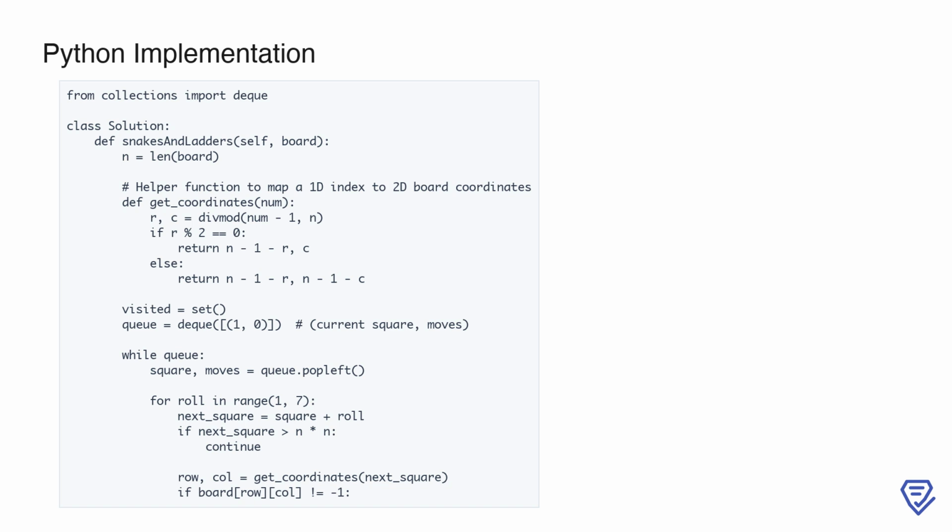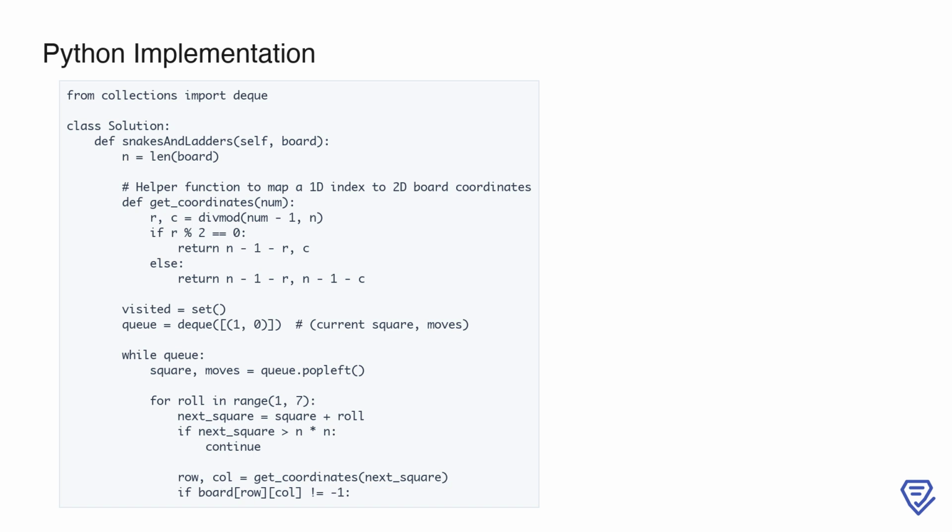Next, we define a helper function called get_coordinates. This function maps a one-dimensional position on the board to its corresponding 2-dimensional row and column indices. Notice how the function adjusts for the zigzag pattern of the board. If the row number is even, the columns increase from left to right, but for odd rows, they decrease from right to left. This ensures that our coordinate mapping adheres to the rules of the game.